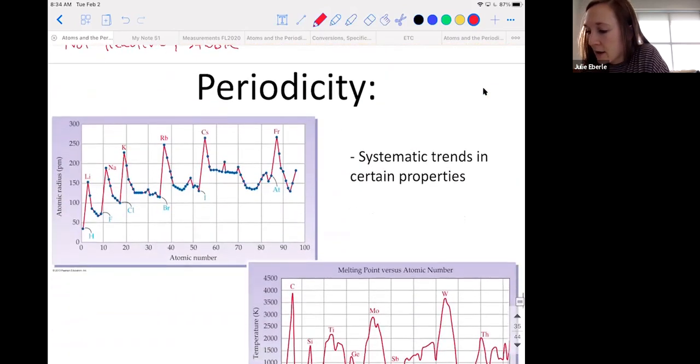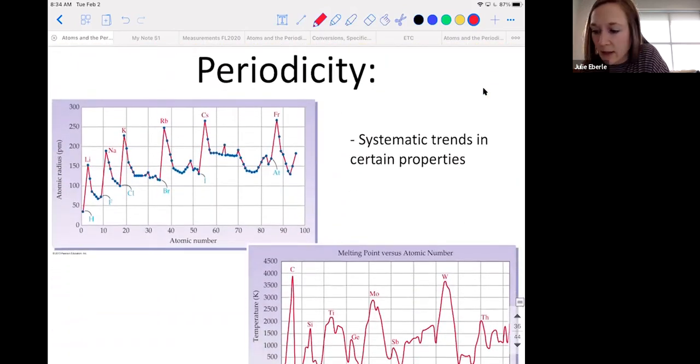All right, another thing about the periodic table before we talk about valence is this idea, a phrase I'm going to use, periodicity. What the heck does that mean, periodicity? It just means there's trends. As people have studied the periodic table, they found a lot of different trends, and that's partly why it's organized the way that it is, so that these trends make sense. Okay, these are systematic trends in certain properties.